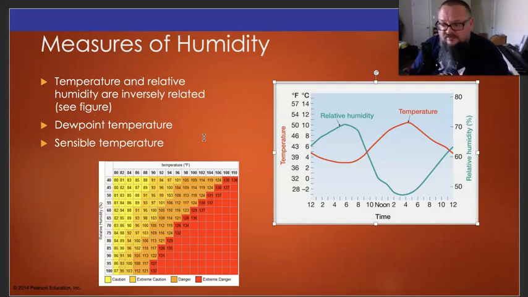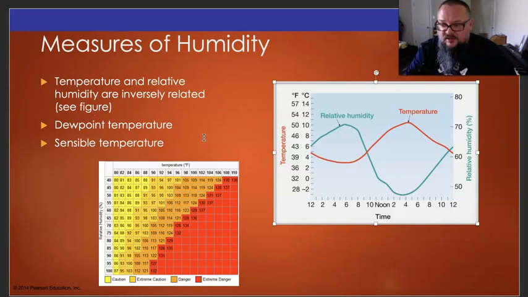Well, that means that some of that water vapor that's in the air there is going to condense. It's going to go from water vapor back into liquid, and that liquid is going to either show up in the form of rain, or it's going to show up in the form of fog, or show up in the form of dew.